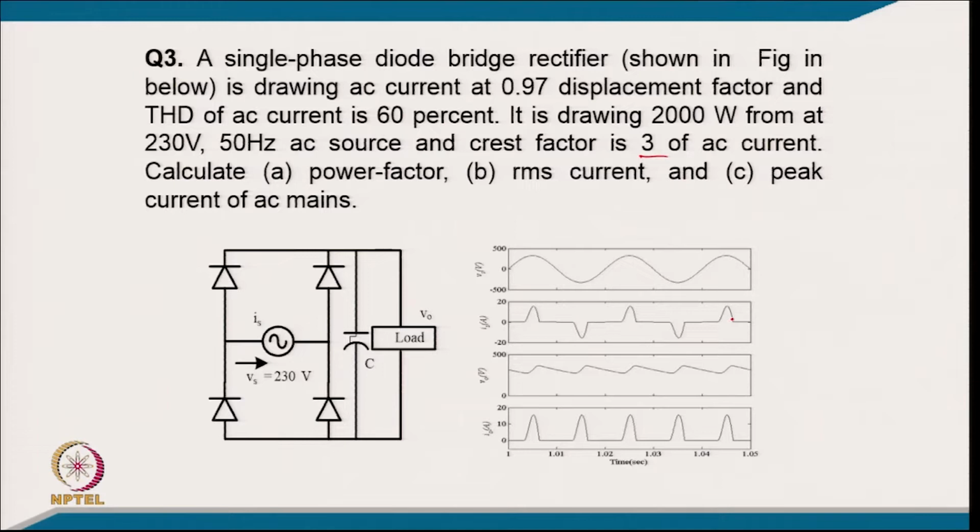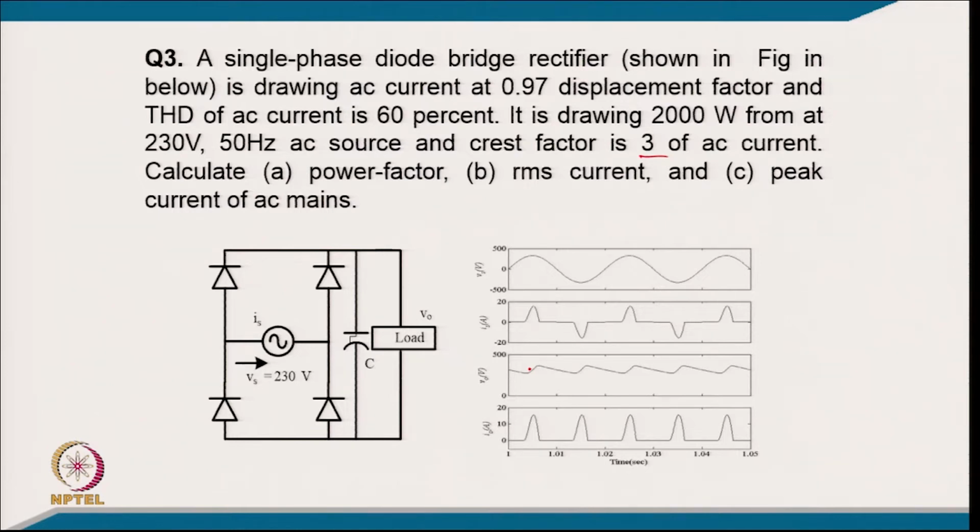Now, the question is why this displacement factor is 0.97. That may be because of two reasons. One is the source impedance, that may cause a delay, or another reason is that sometimes it starts conducting a little before because of the discharge. So, it may be slightly leading or it can be lagging, depending on the source impedance parameters also.